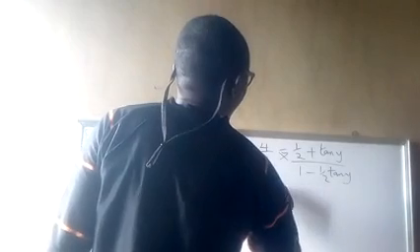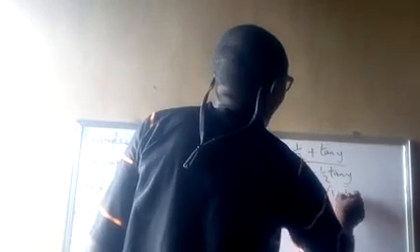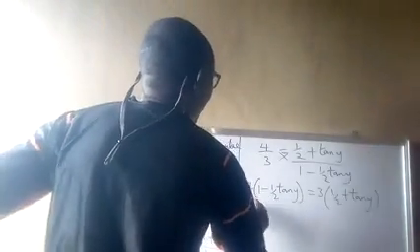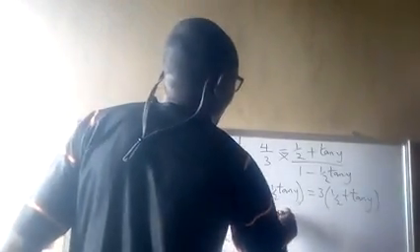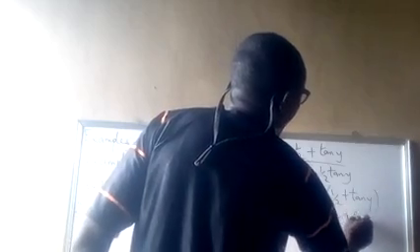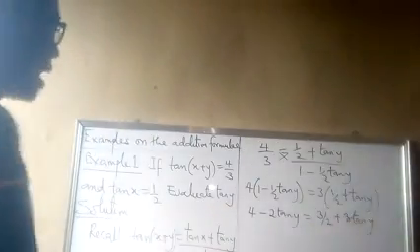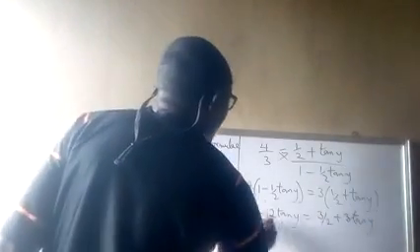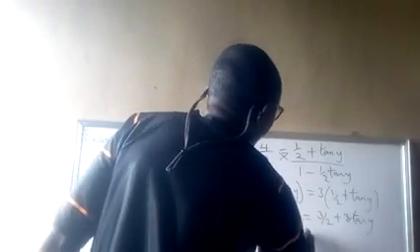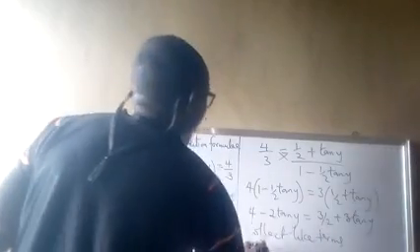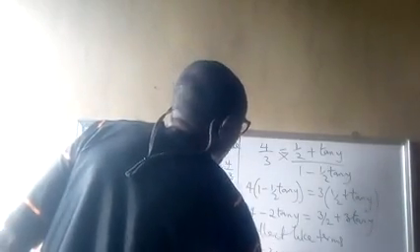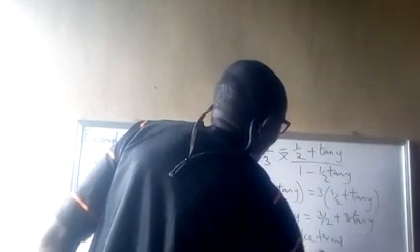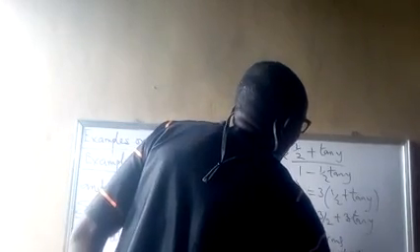We're going to have 4 into (1 minus half tan y) is equal to 3 into (half plus tan y). By the time we expand this, we have 4 minus 2 tan y is equal to 3 over 2 plus 3 tan y. Now we can collect like terms. So we have 4 minus 3 over 2 is equal to 3 tan y plus 2 tan y.